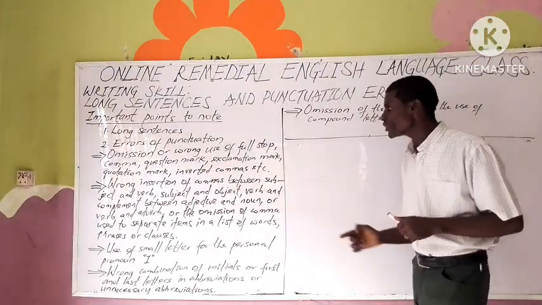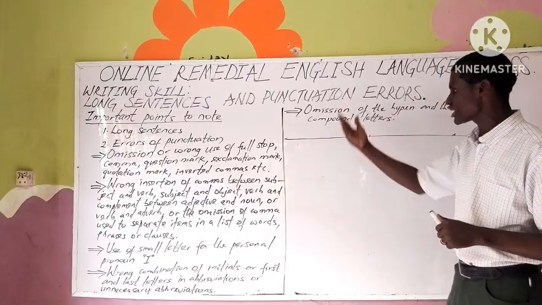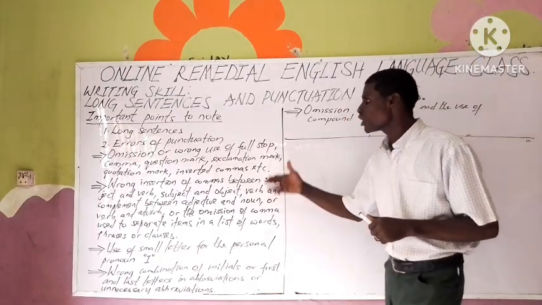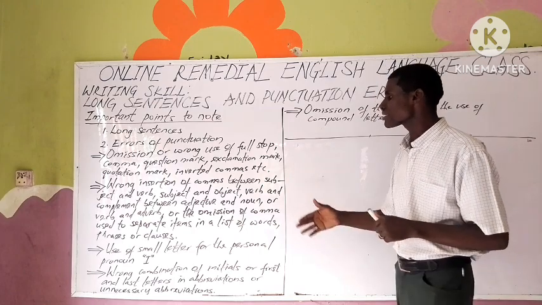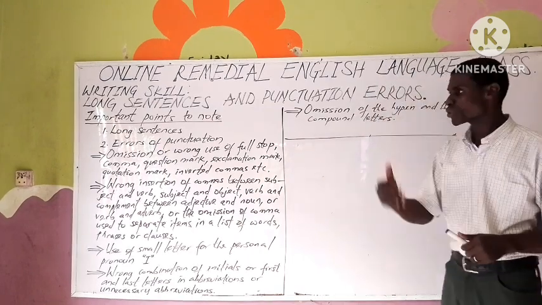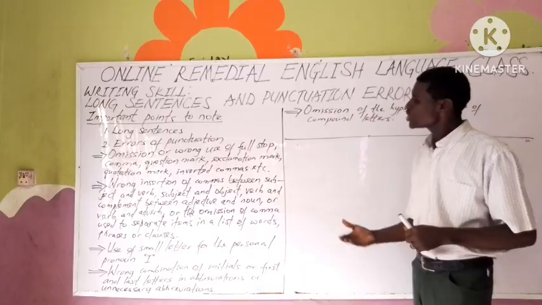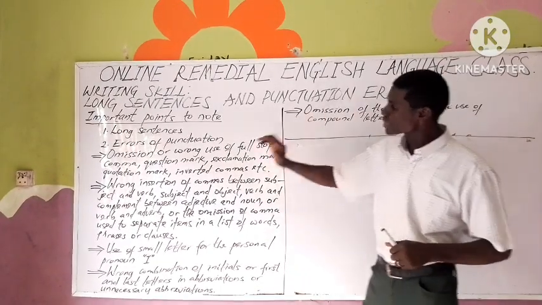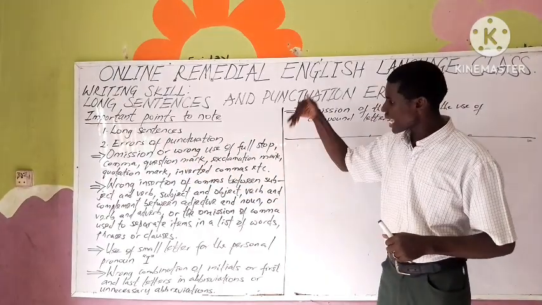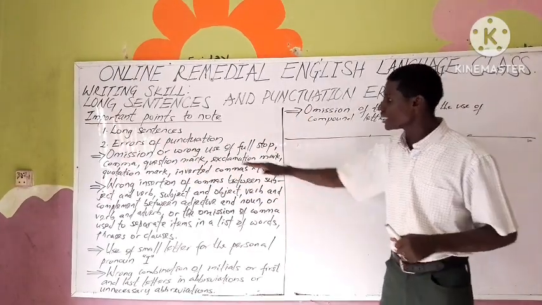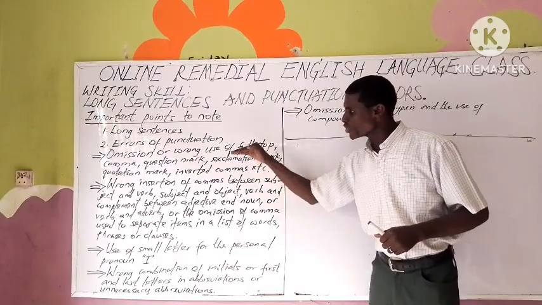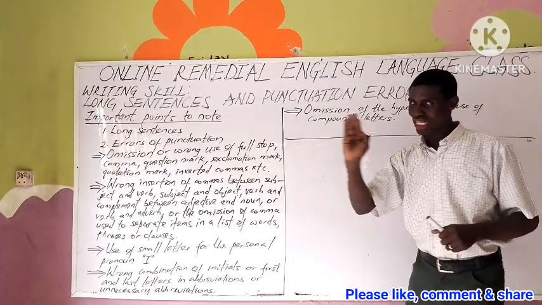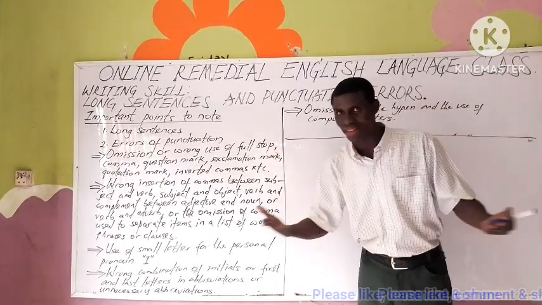Omission or wrong use of full stop, comma, question mark, exclamation mark, quotation mark, inverted commas, and other punctuation marks that we have. So what is the point here? Before I deal with omission, I would like us to concentrate on the wrong use. And for you to understand the usage at all, we need to have this foundation.